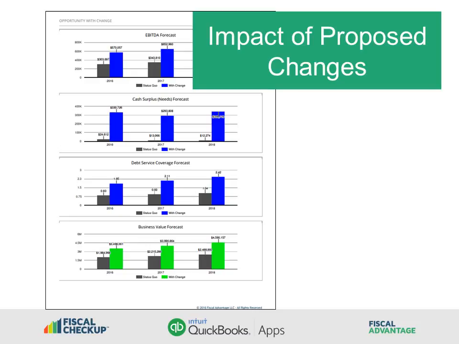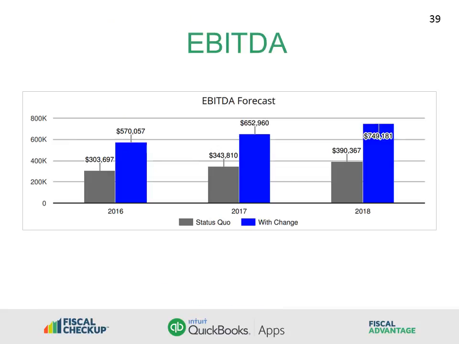Whenever there have been changes entered into the forward-looking forecast, this new page automatically appears. Note, this page does not appear if no changes have been made to the forward-looking forecast. The first bar chart shows how the EBITDA has changed from the continuation of the past business trends in gray and the new projections in blue.